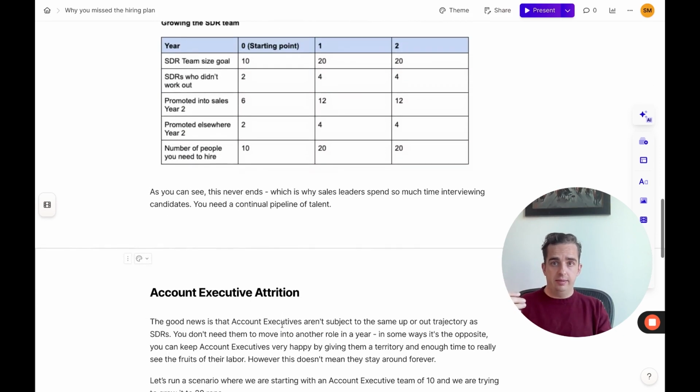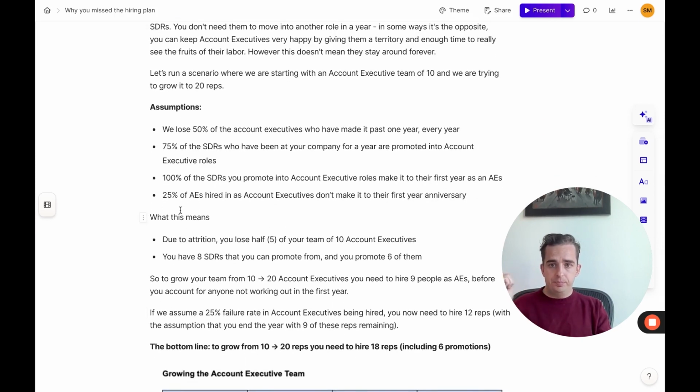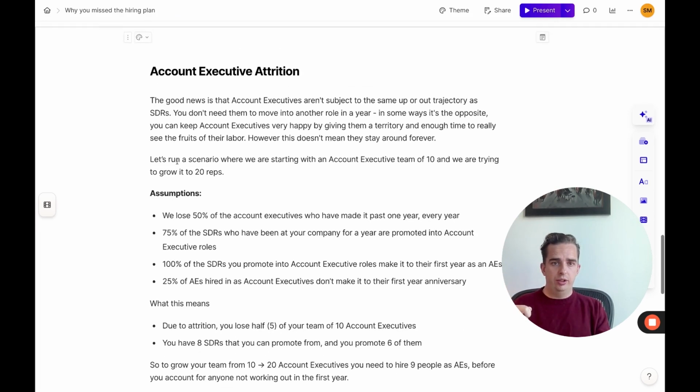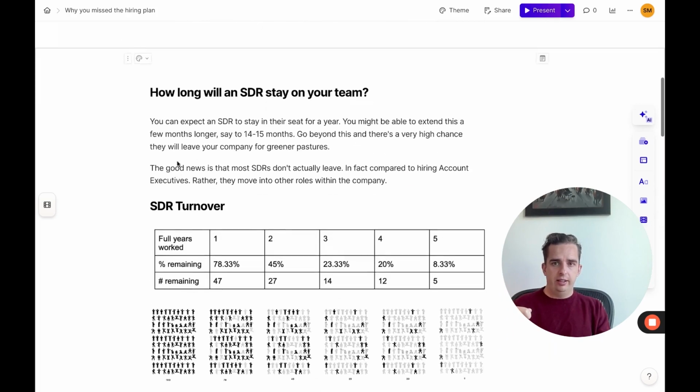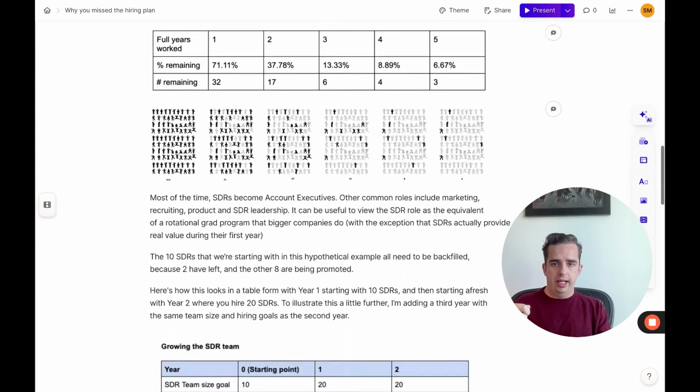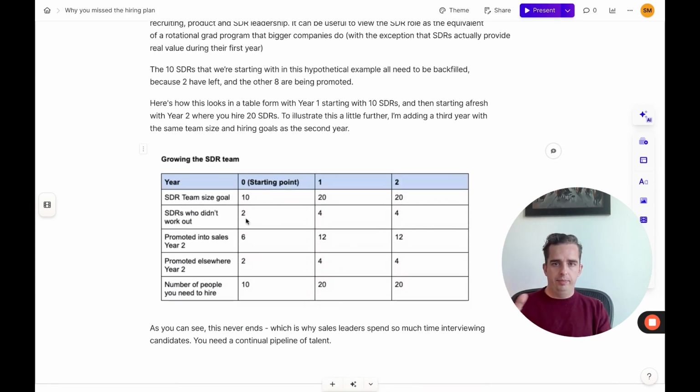So let's get back down into this. We are going to make a few other assumptions, right? So we're going to say 75% of the SDRs that have been at your company for a year are promoted into account executive roles. And again, we kind of built this out here where we had these 10 SDRs and we're going to promote 6 of them, right? 75% of the 8 who are still there into the account executive role, right?